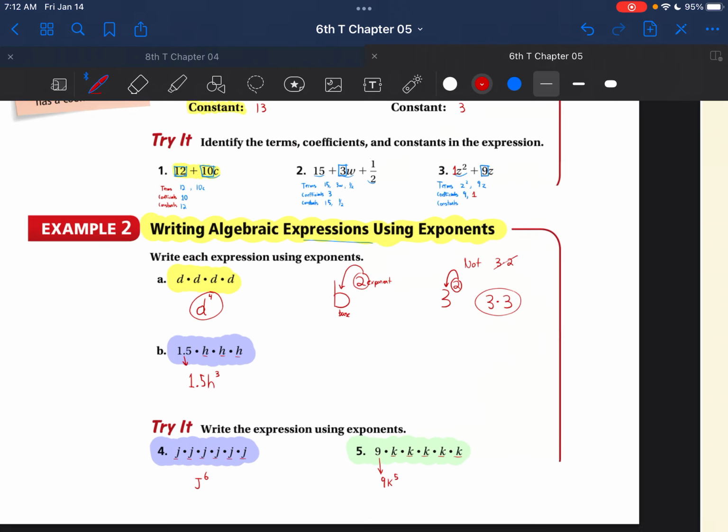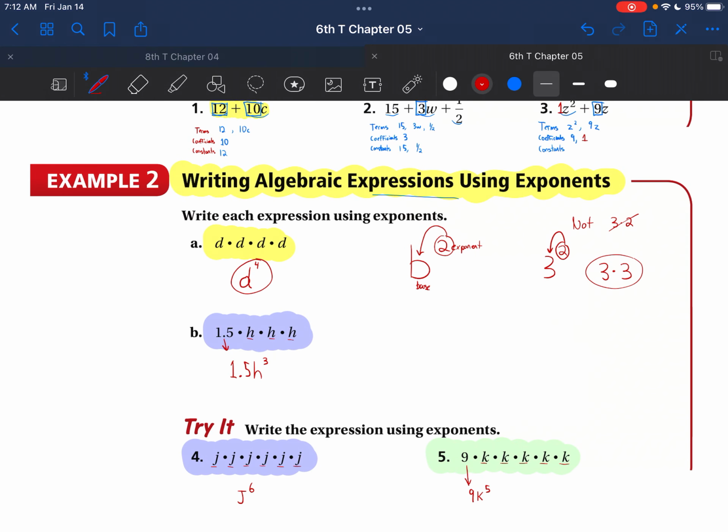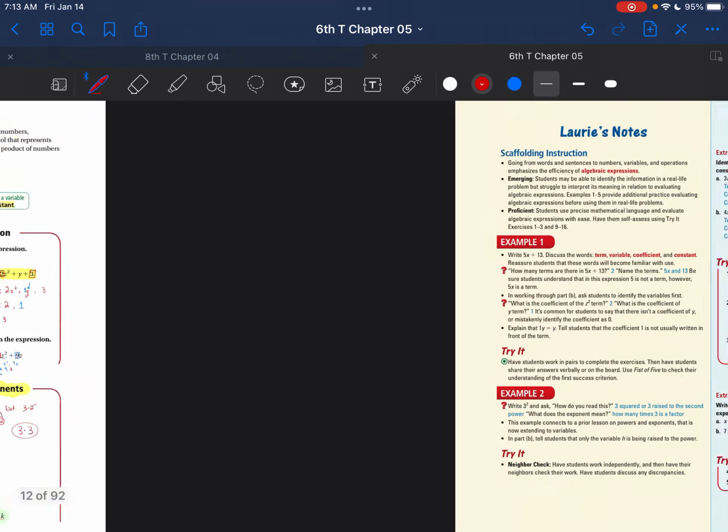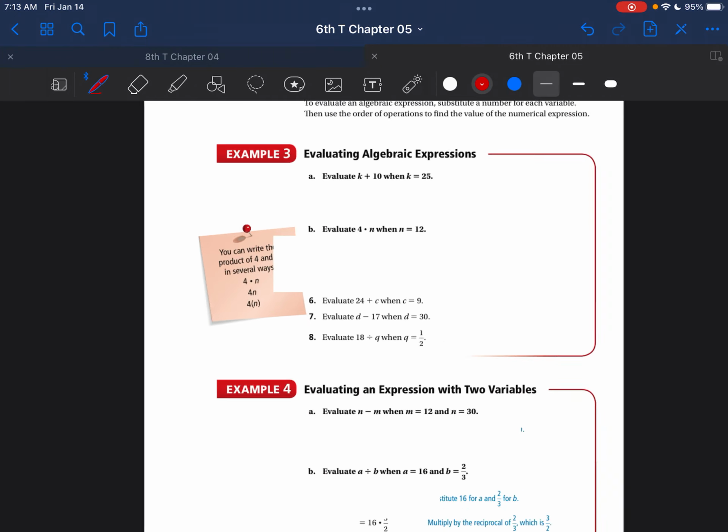All right. And was that the last one? That was the last one. All right, perfect. So that was part 2 of this lesson. Now we're just going to move on to part 3. We're going to put all of these together and see if we can solve some of these algebraic expressions as well.